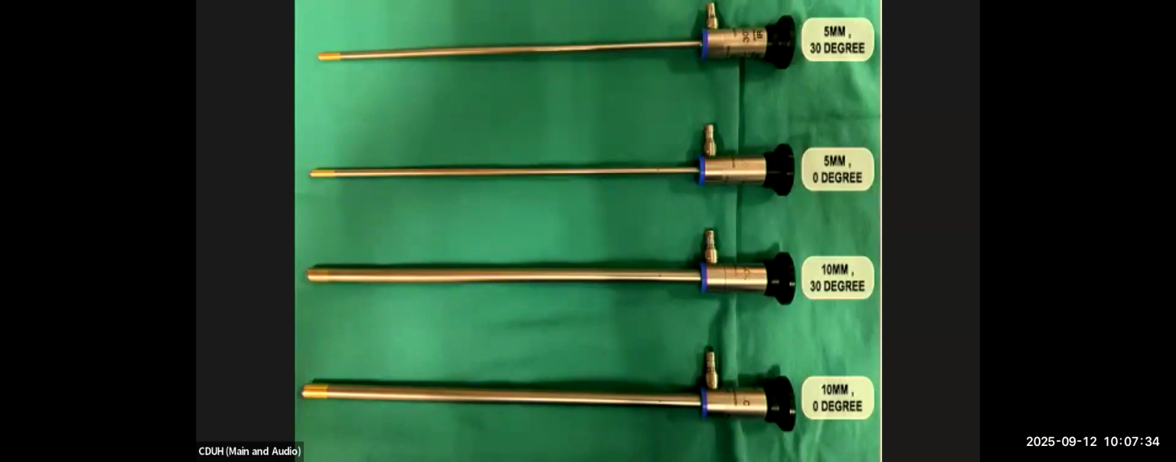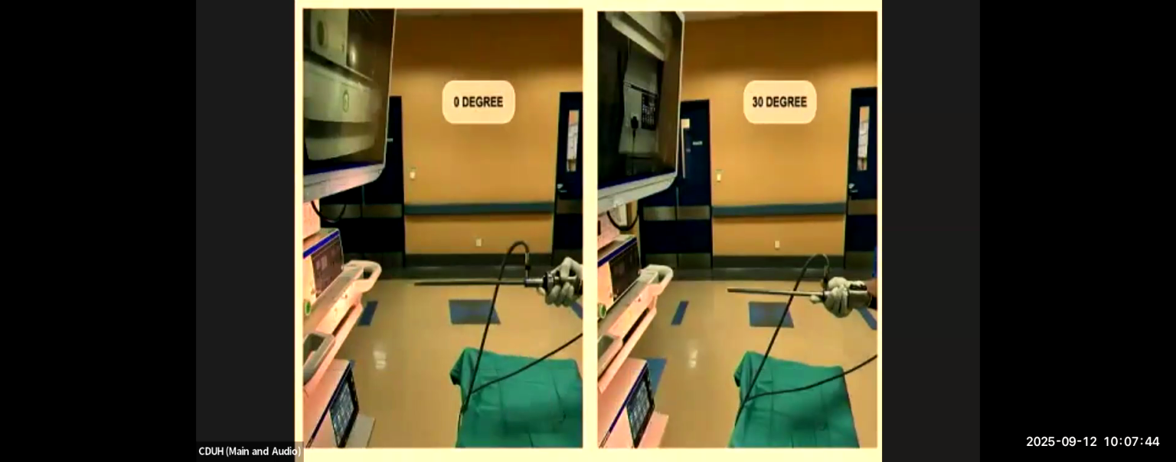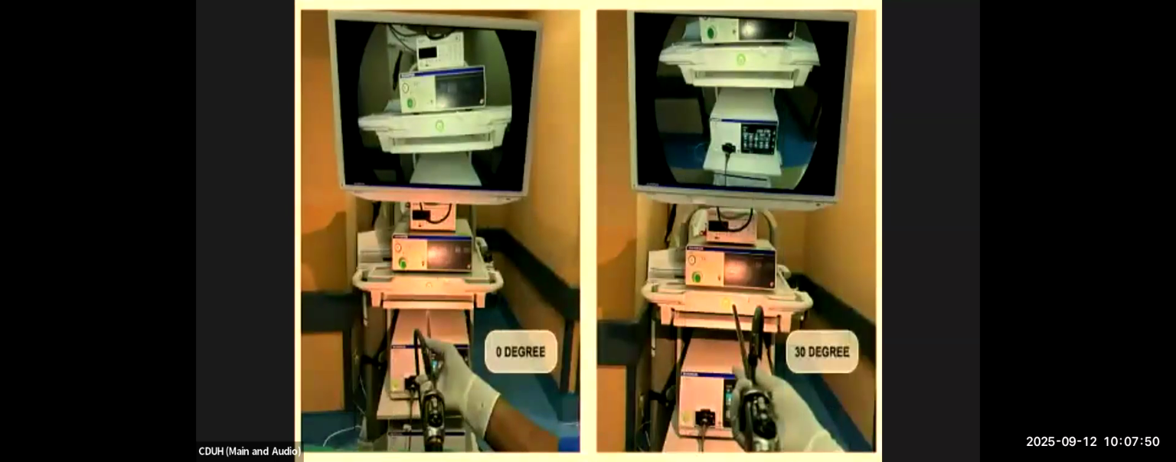And the last one is a 10 mm 0 degree. Note that the 30 degree will be slightly slanted over the head, while the 0 degree will be a straight one. So when you put the camera on the 0 degree and the 30 degree, this is how it's going to look. The 0 degree is straightforward, we will see at the front, whereas the 30 degree will be slanted downwards, where you don't see the front view, but you see a slightly lower down view.